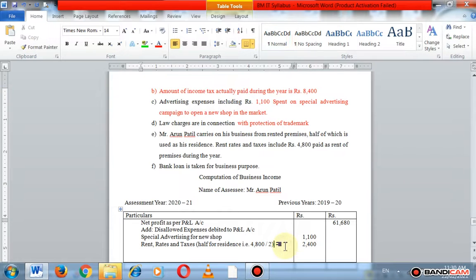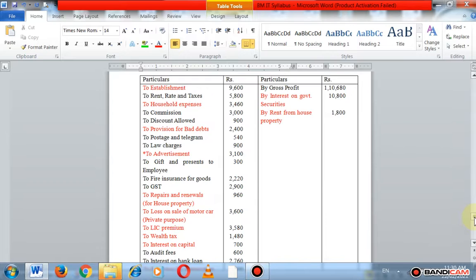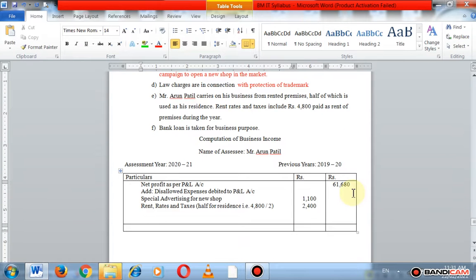Then the next adjustment, bank loan. Bank loan is taken for business purpose, so the interest on bank loan is allowable expenditure. Now we go to the profit and loss account and find the expenses which are not related to the business. Only add these expenses to the net profit. Establishment expenses are disallowed, so add establishment expenses to net profit.